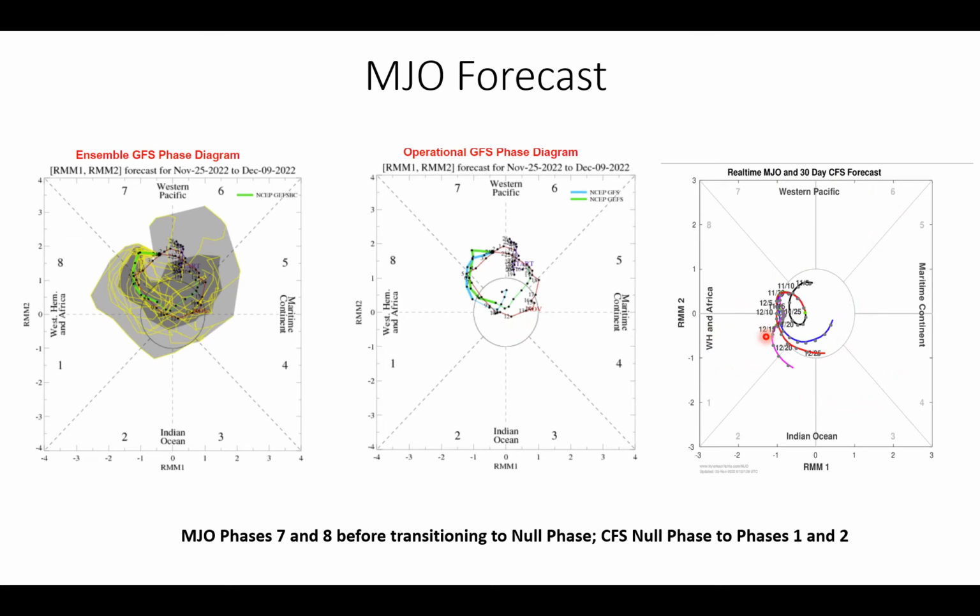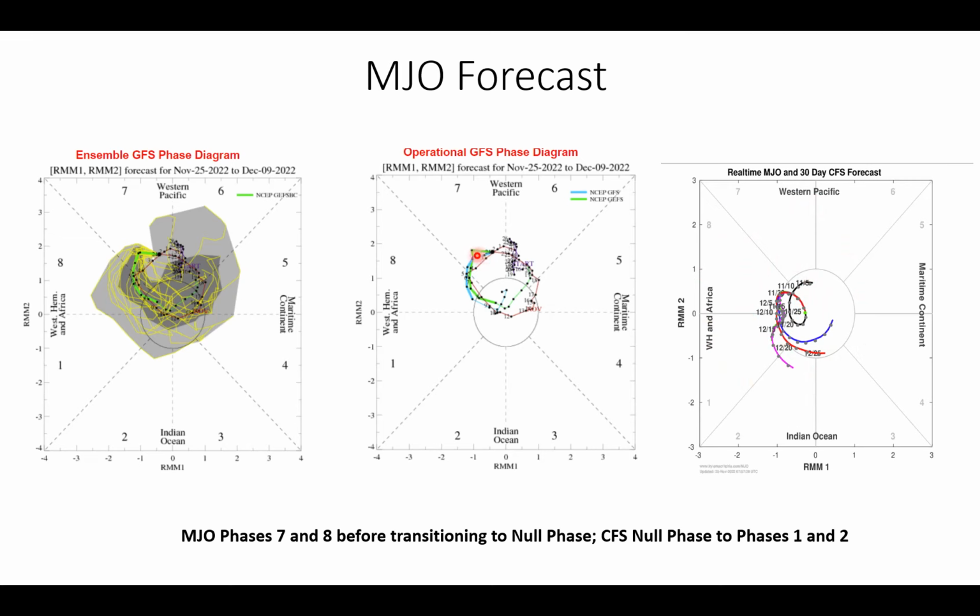It's way over here in the Western Hemisphere in Africa in phases 8 and 1, and even rotating to phase 2 towards the Indian Ocean by late December. So, I'm really questioning this particular output by the CFS. I like to show it just for comparison purposes.